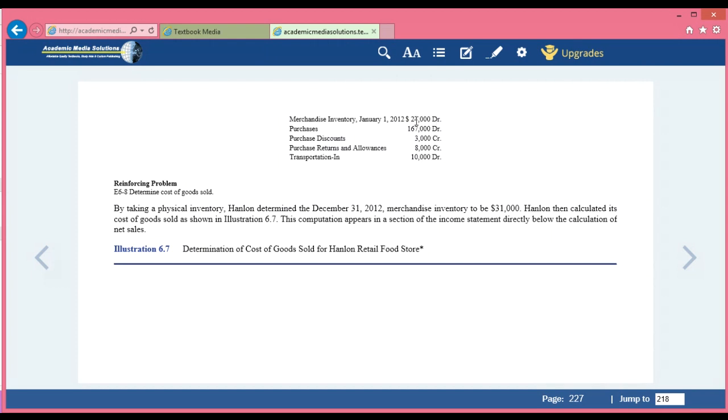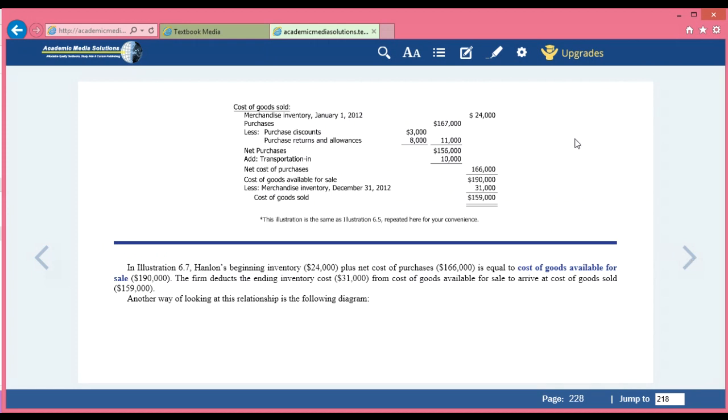All of these numbers go into what is known as cost of goods available for sale. Exactly what the term means: cost of goods that you could possibly sell. You could sell your beginning inventory, and you could sell your net purchases with the transportation expense added in. That's all you could possibly sell. You can't sell what you don't have. So these are the goods you could possibly sell. Now, they're either sold or they aren't.